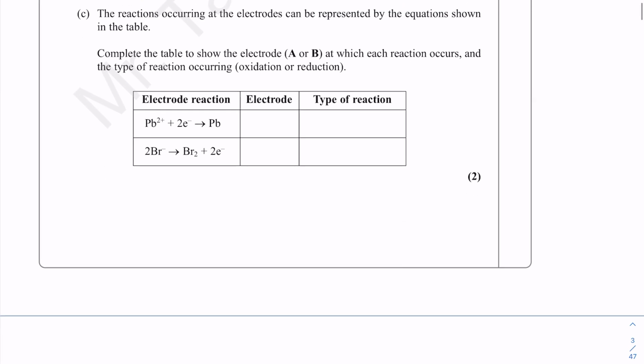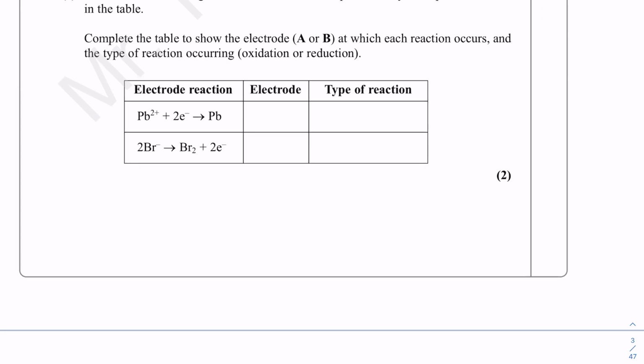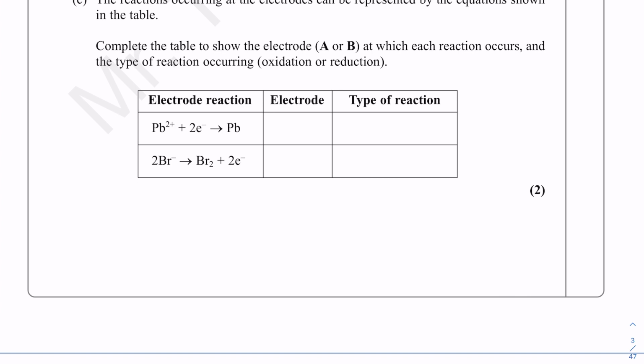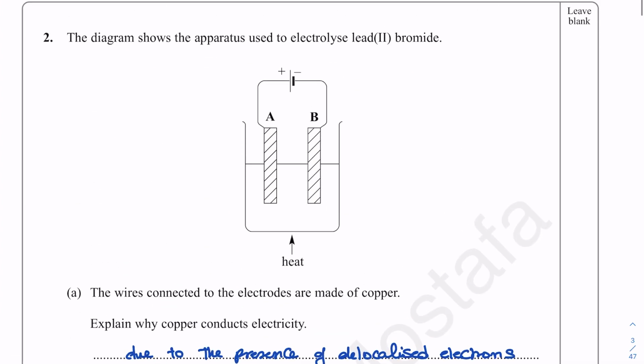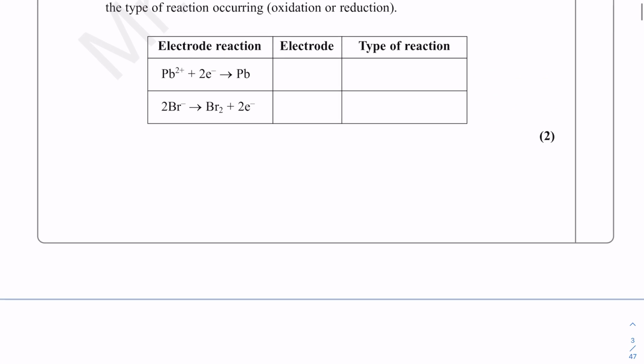The reactions occurring at the electrodes can be represented by the equations shown in the table. Complete the table to show the electrode, A or B, at which each reaction occurs and the type of reaction occurring, oxidation or reduction. The electrode where reduction of the lead ion happens is electrode B, because electrode B is negative, so the positive lead ion will move towards electrode B. Since the lead ions gain electrons, this is reduction.